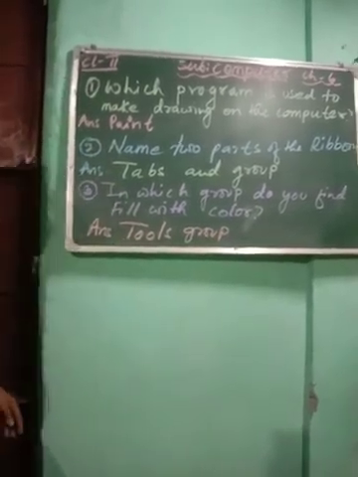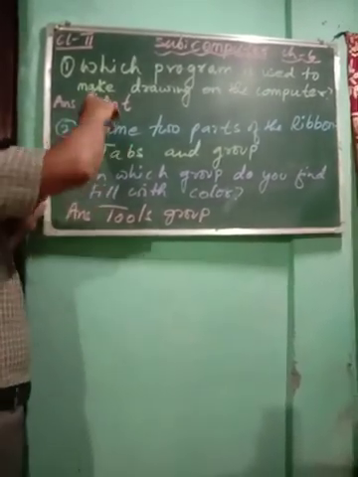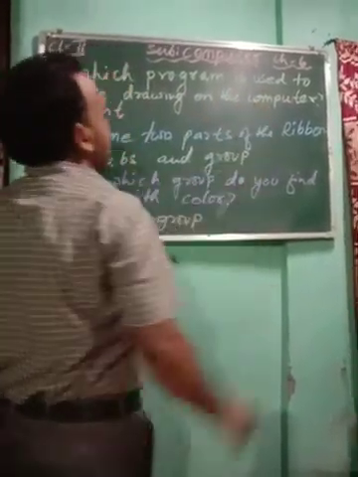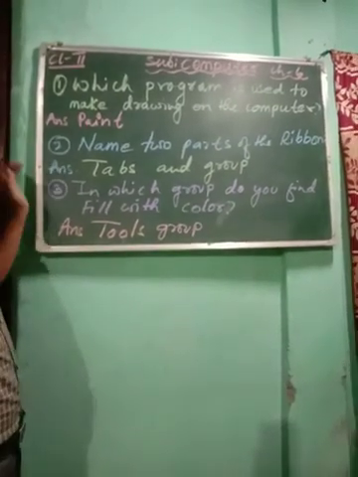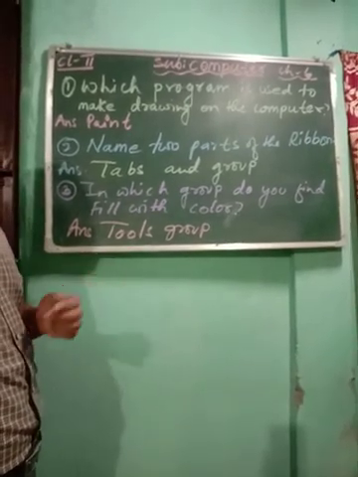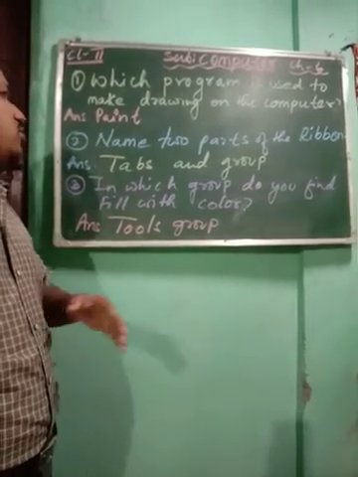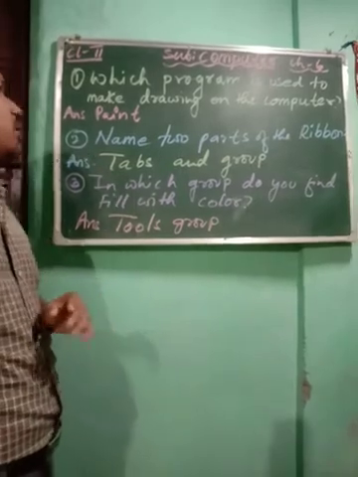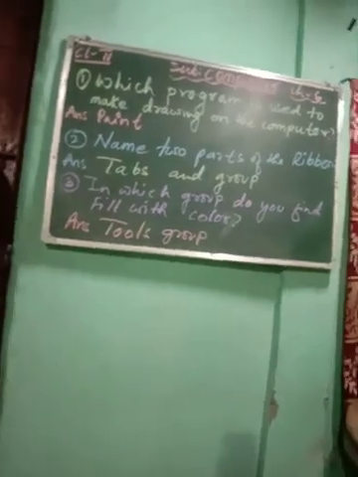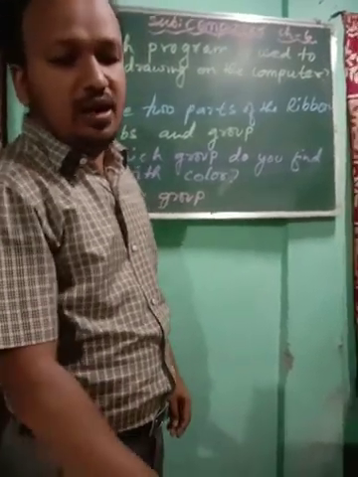Okay children, now see, I'm going to read out the 3 questions and 3 answers I have written. Number 1, look: which program is used to make drawing on the computer? That means with which program? Can you open MS Word? Can you open Excel? In all these programs, can you make a drawing? No, we cannot. So we can make drawing only on Paint. So Paint is always the program used to make a drawing, children.